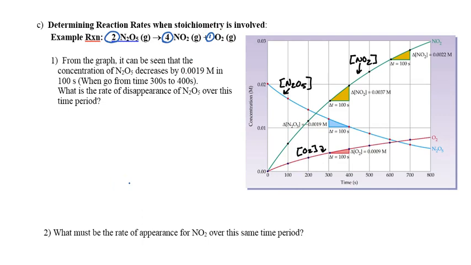So let's make a calculation. In this question, from the graph, it can be seen that the concentration of N2O5 decreases by 0.0019 molar in 100 seconds. We're going from time 300 to time 400. So that is right here. They're looking at this time period between 300 and 400, okay? And we're looking at N2O5. So we're going from here to here.